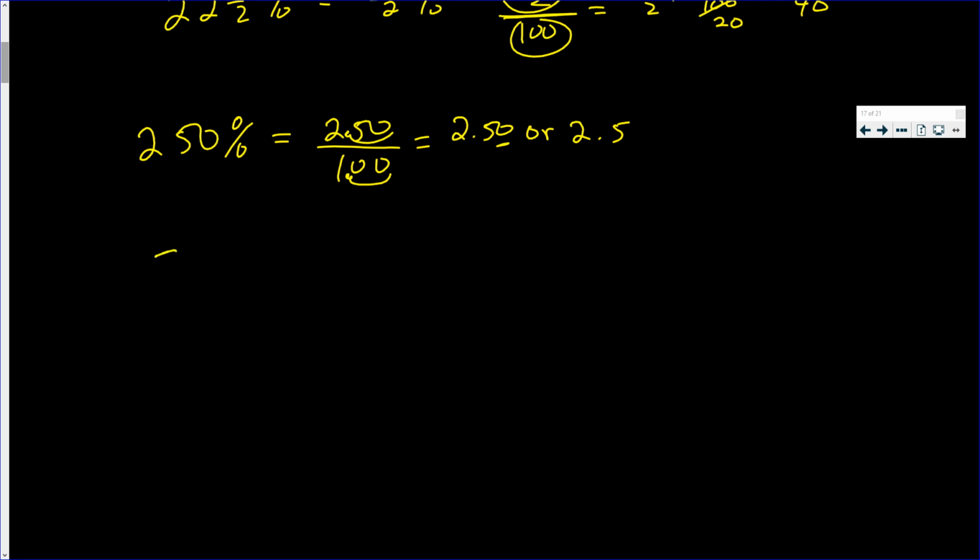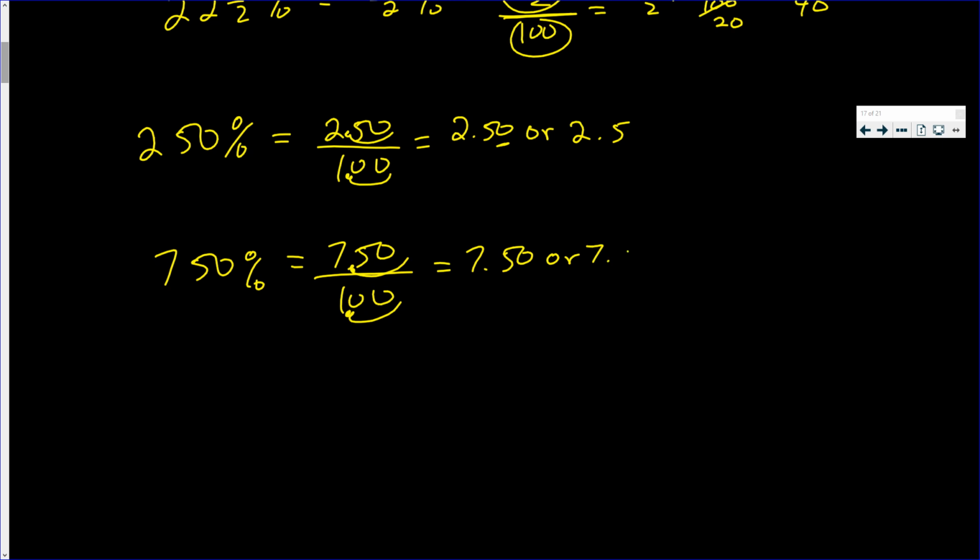If you have 750%, well, that means 750 over 100. Move the decimal in 2 places. Get 7.50 over 1, which is 7.50 or 7.5.